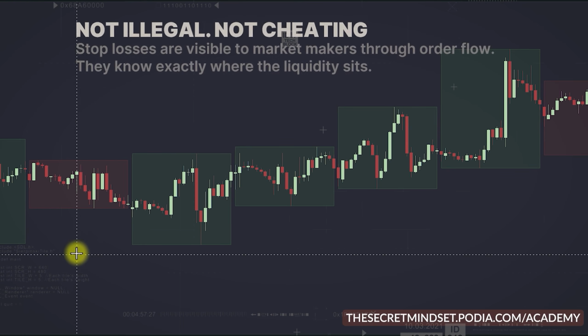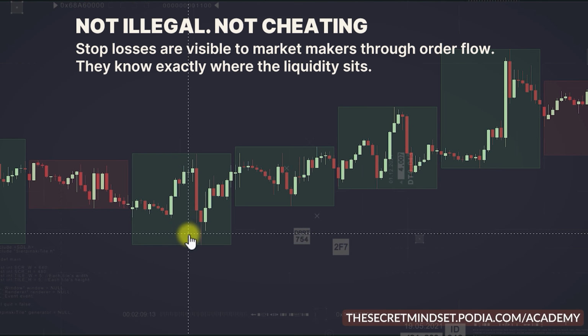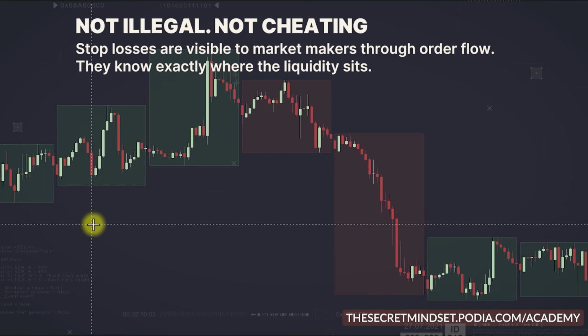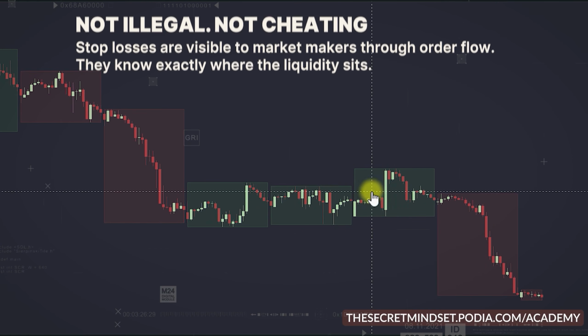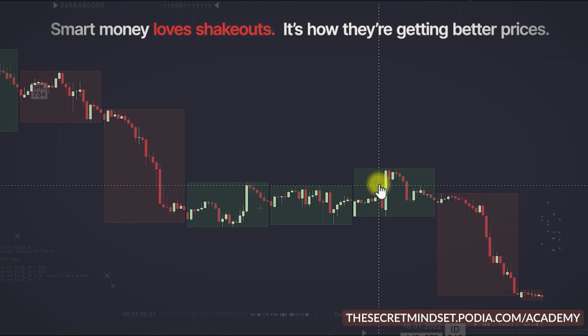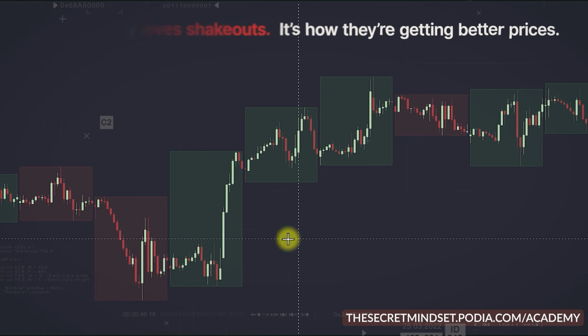This isn't illegal. It's not cheating. It's understanding market mechanics. Stop losses are visible to market makers through order flow. They know exactly where the liquidity sits. They'd be foolish not to use this information. Smart money loves shakeouts. These are their favorite tools. It's how smart money are collecting cheap prices.